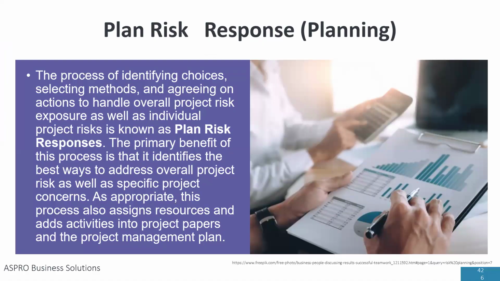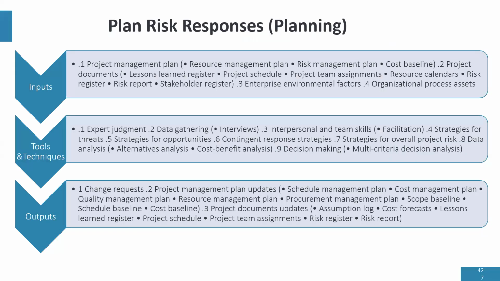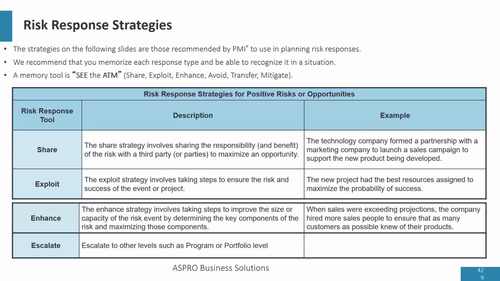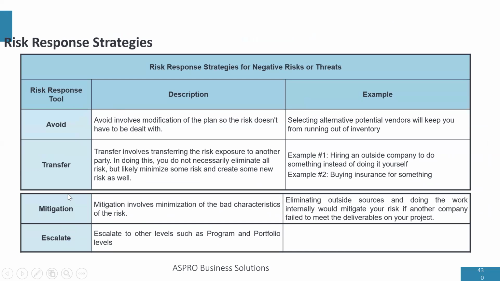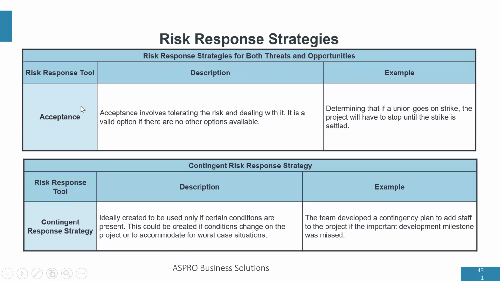Then we now talked about risk response planning. Now, you have to remember all the different types of risk response. Share, exploit, and enhance are for positive risk. Avoid, transfer, and mitigate are for negative risk. Then we have contingency risk response, and we also have acceptance. Acceptance is a risk response strategy where you don't have any choice, but you just have to accept the risk.